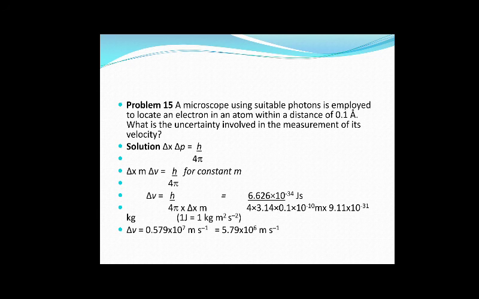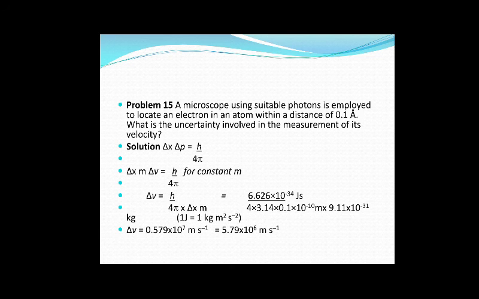From there you can calculate delta v. Delta x and m will go down, so h upon 4 pi into delta x into m. M is the mass of electron. Delta x has been given to us, pi value we know, 4 we know already. So we will put all these values. H, Planck's constant, that is 6.626 into 10 to the power minus 34 joule second, divided by 4 into 3.14, that is pi value, into 0.1 angstrom, which we multiply by 10 to the power minus 10 meter, then multiply by 9.1 into 10 to the power minus 31 kg, that was the mass of electron. So we will get the answer 5.79 into 10 to the power 6 meter per second is the uncertainty in the velocity.